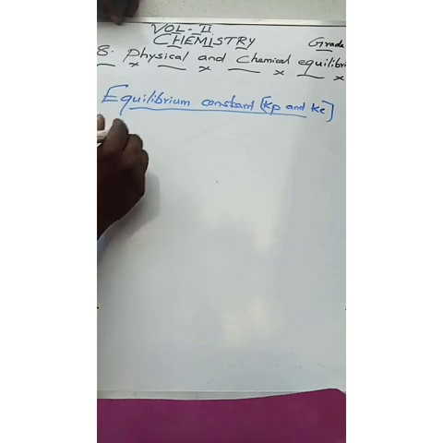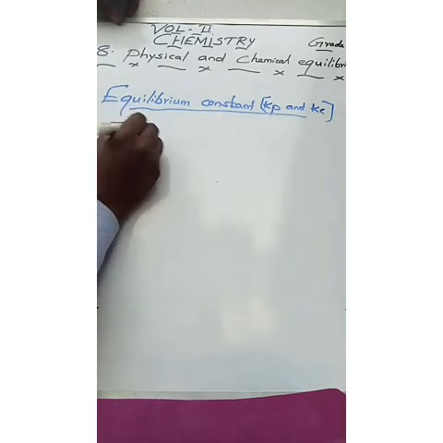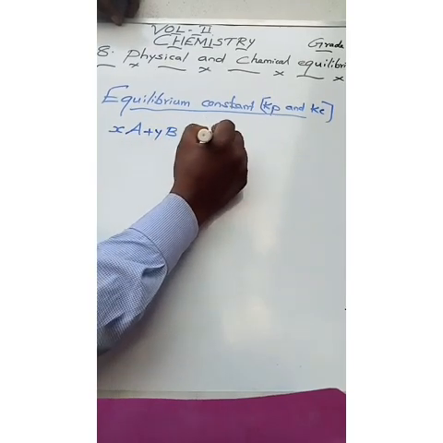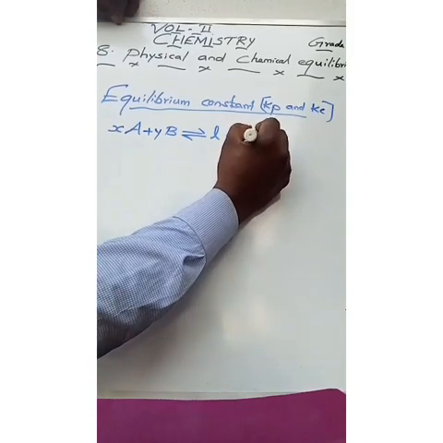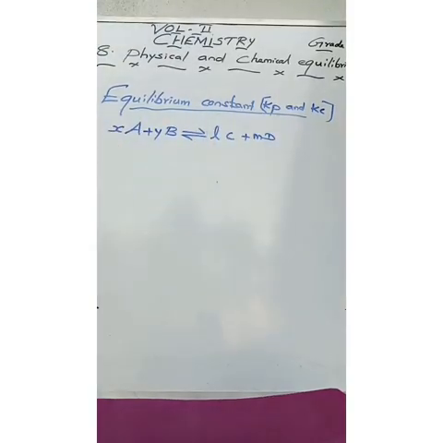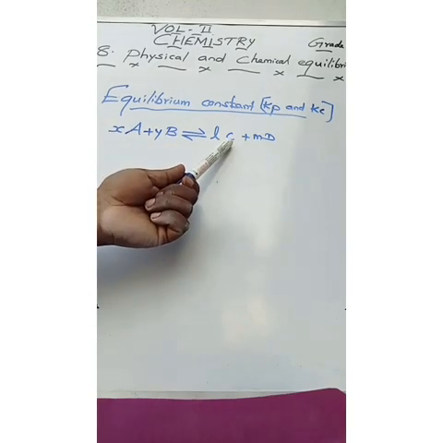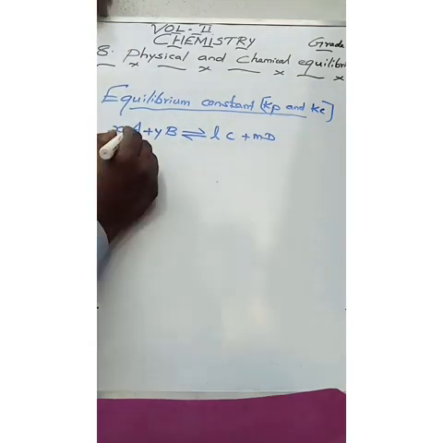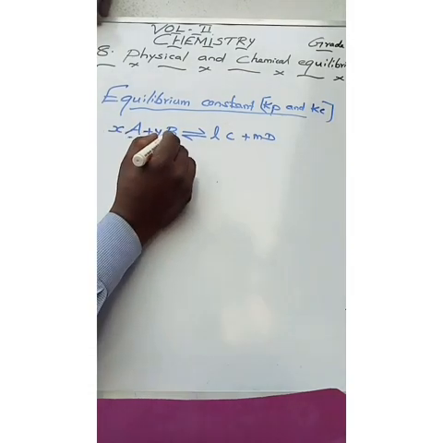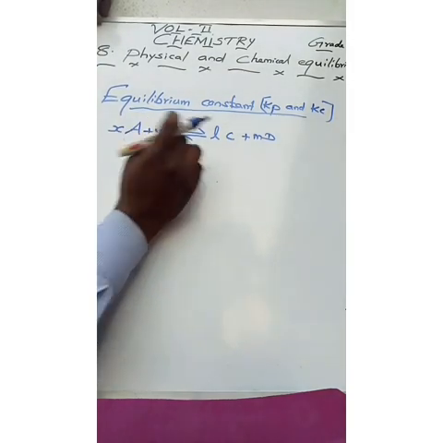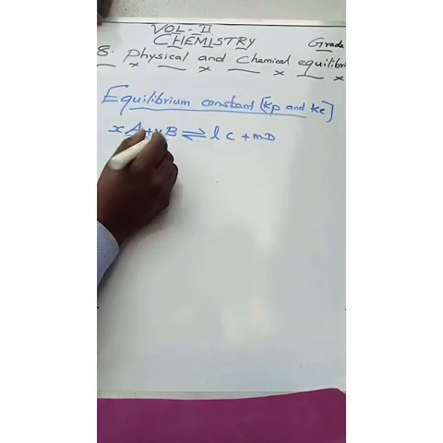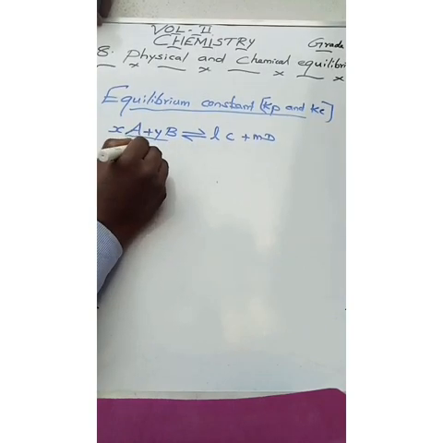Let us consider x moles of A plus y moles of B gives l moles of C and m moles of D. Here, A and B are the reactants. Don't forget that. C and D are the products.